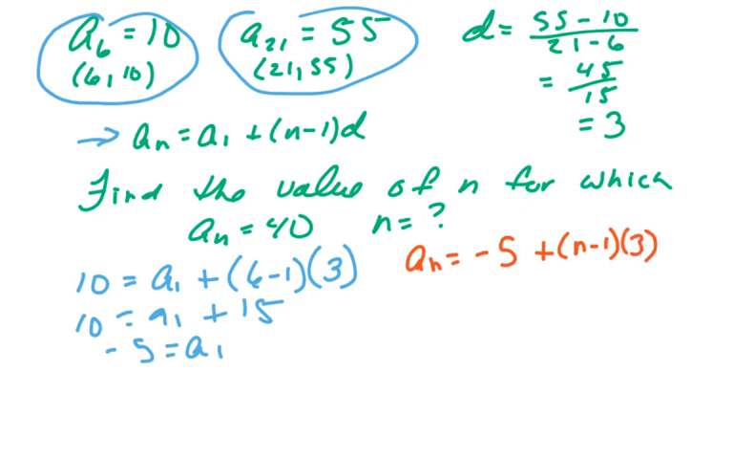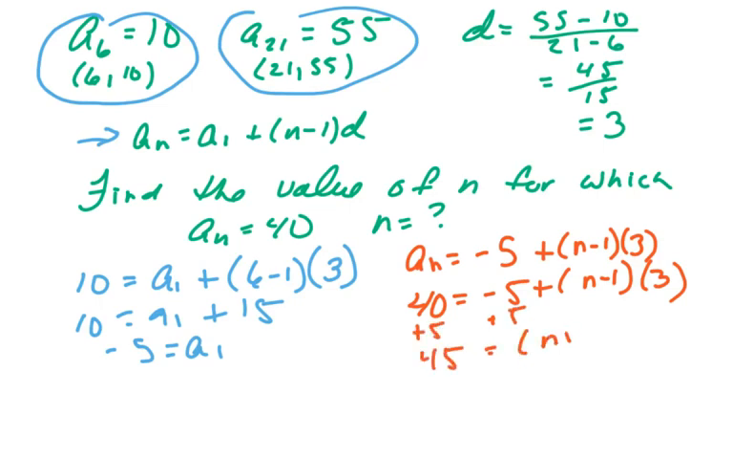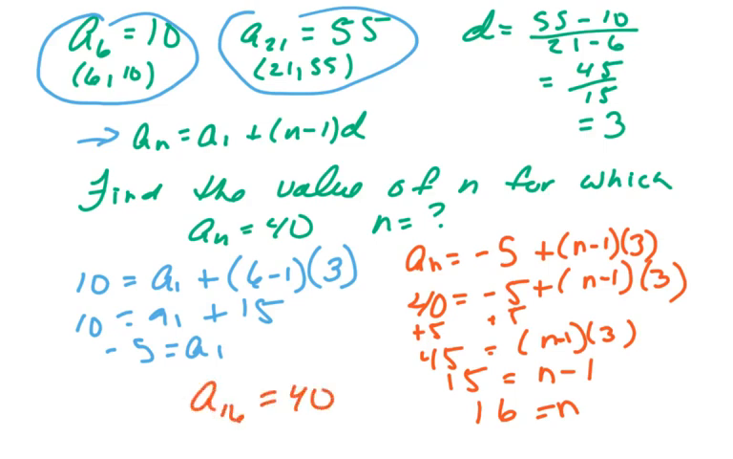So very much like slope-intercept form. You could think of the common difference as slope, n minus 1 being your x minus x sub 1 value, and then the negative 5 being your y-intercept. So very similar. So if we're looking for which value is 40, the first thing I'm going to do is add 5 to both sides. And minus 1 times 3. Since 3 is a factor, I'm going to divide by 3. And then add 1. So n is actually 16. So a sub 16 equals 40.